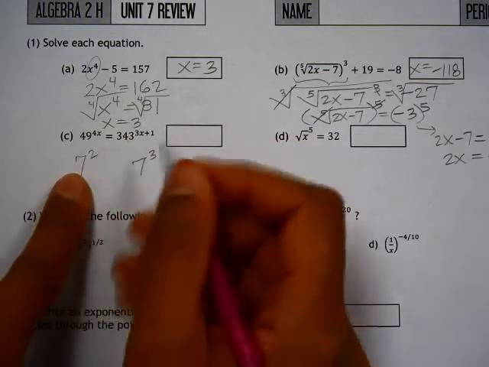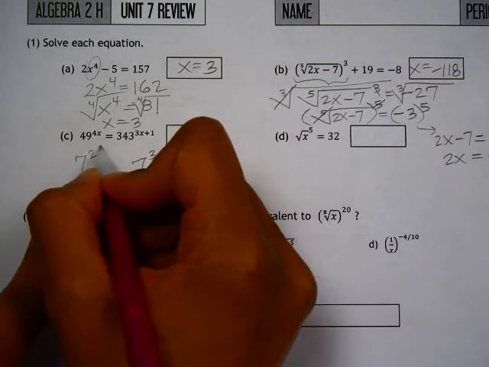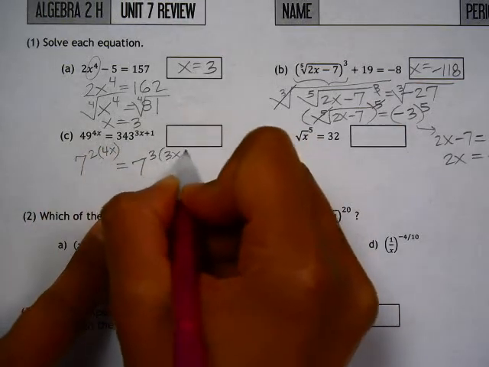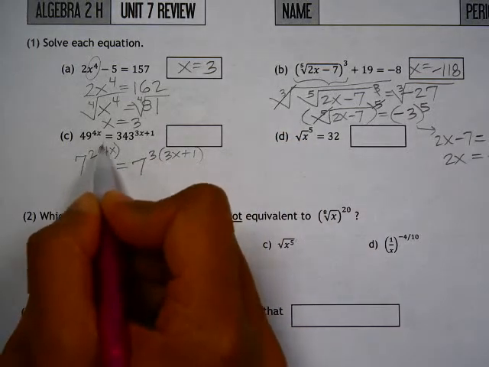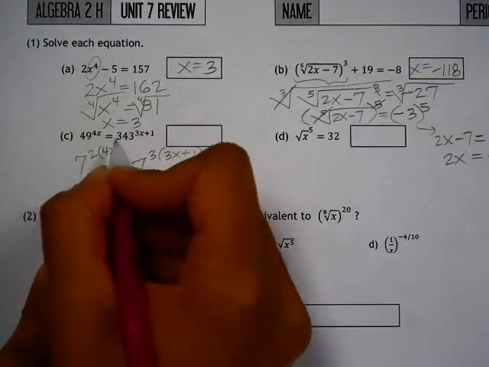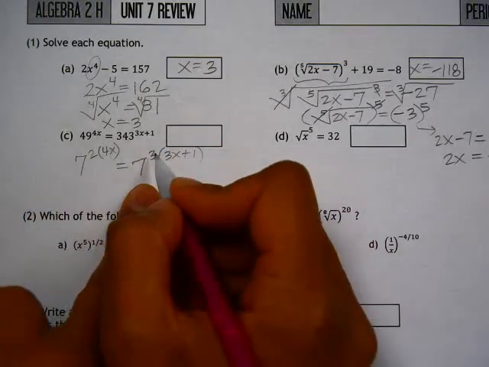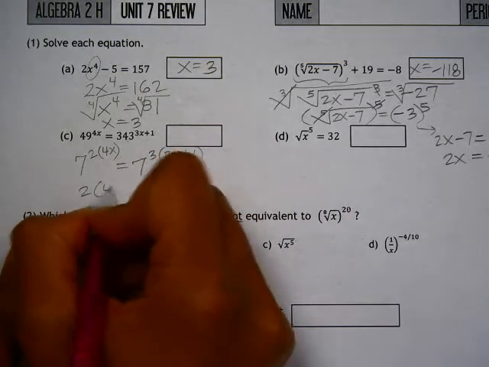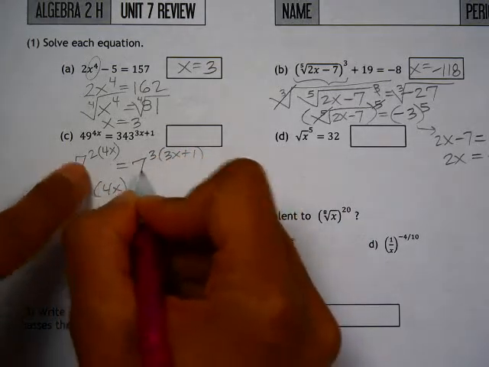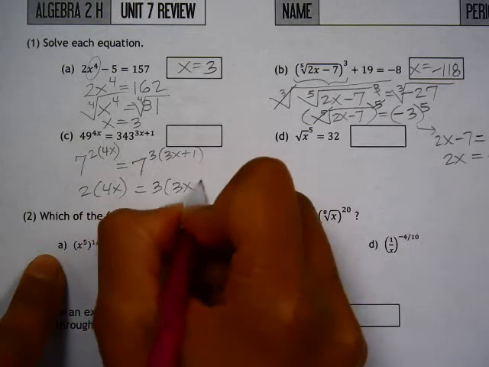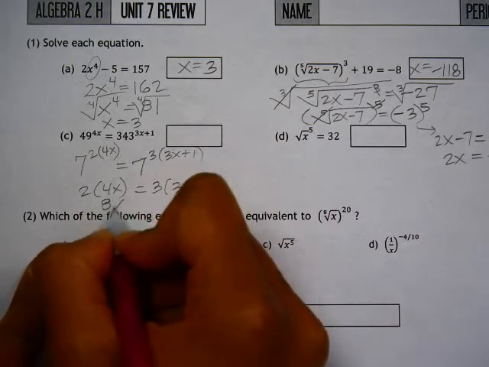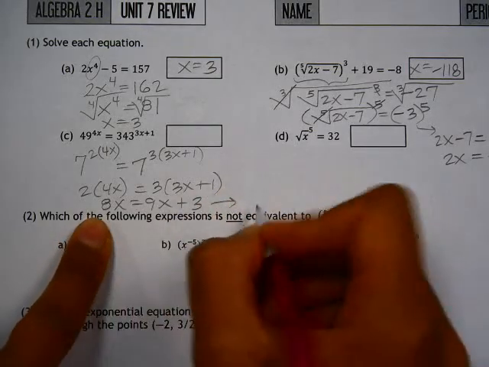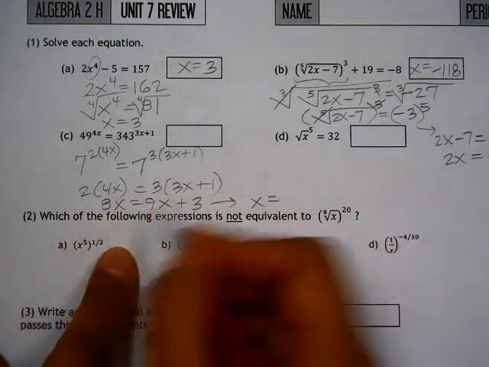Once both sides are written with the same base, you want to include the original exponent. So 4x, and then on this side, 3x plus 1. The original exponent is in parentheses. So 2 times 4x should be the same as 3 times the quantity 3x plus 1. So writing that out, I'm ignoring the bases since they're the same, would give us 8x equals 9x plus 3, and then solving that we get x equals negative 3.